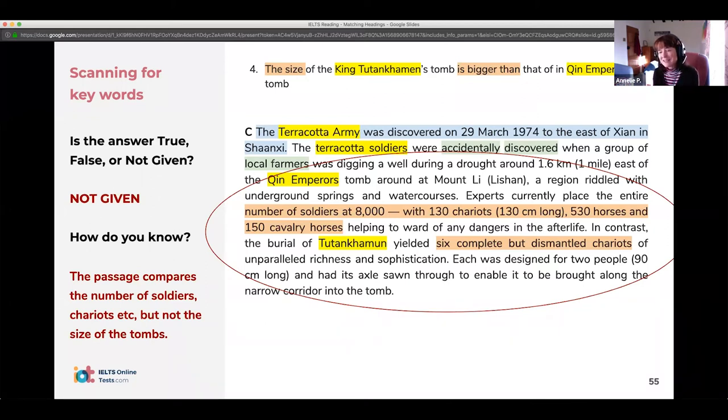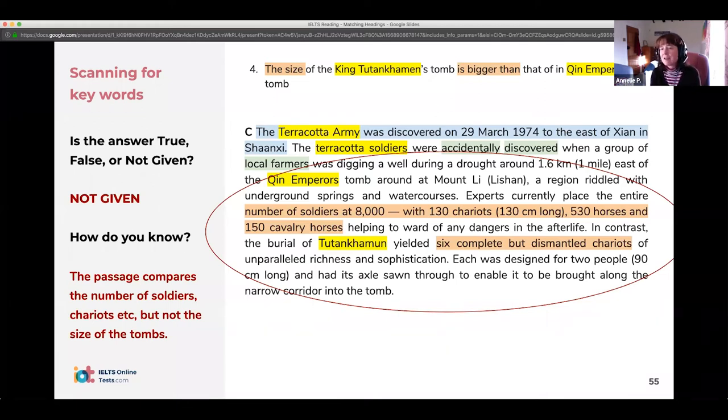So I think the best thing to do with not given, if you think it might be not given, is ask yourself, could it be true? And if the answer is, it could be true, I don't know, then not given. It's unlikely that they're going to compare two numbers, because that's really more of a mathematical question than an English question.